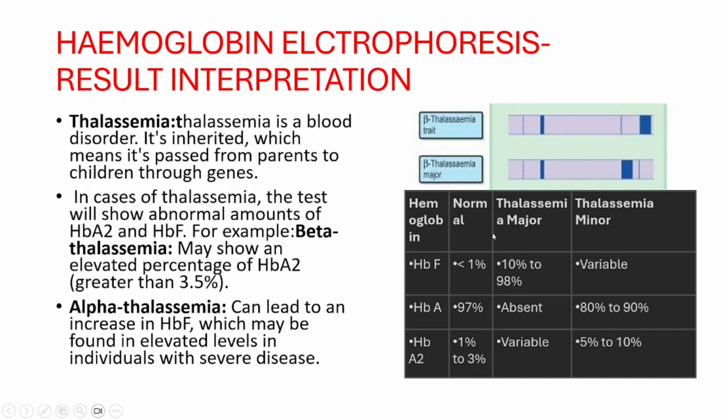In case of thalassemia major, what will happen? In thalassemia major, HbA, adult hemoglobin, will be absent and HbA2 will be variable. Then who will be there? HbF. In major thalassemia, HbF will be up to 98%. In thalassemia minor, HbF is variable and HbA2 is 5 to 10%. HbA is reduced to 80 to 90%.